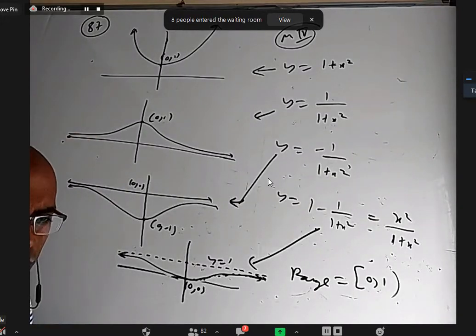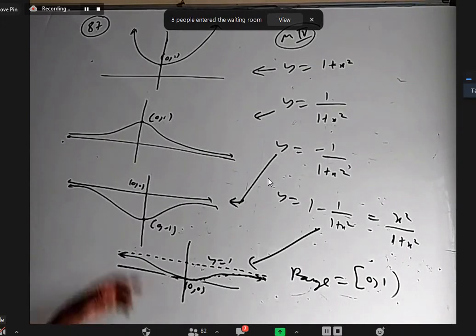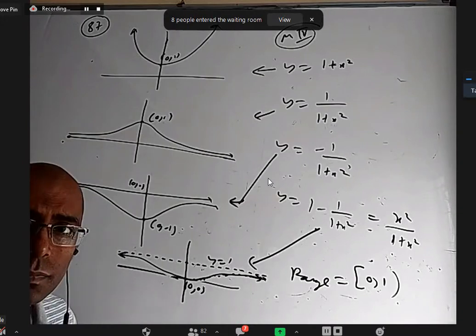Anybody any problem with the graph? No, sir. Ritam, are you clear about the graphs, all the parts? Yes, sir. Okay.